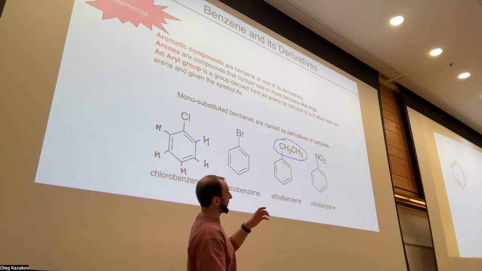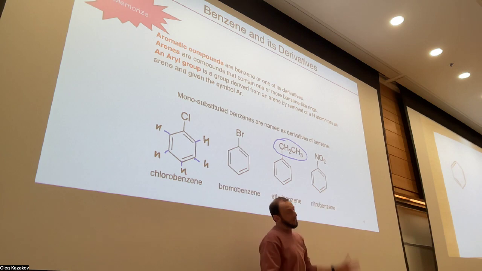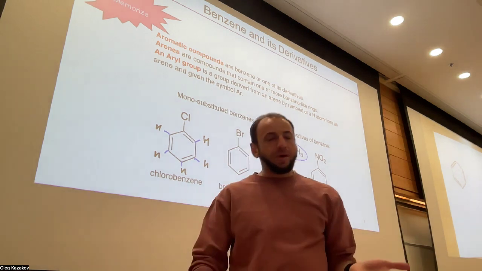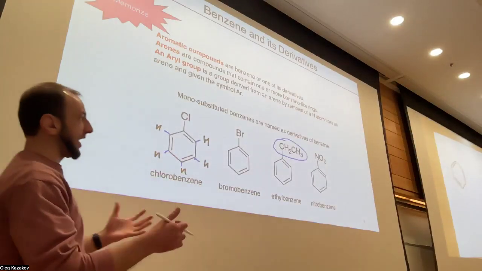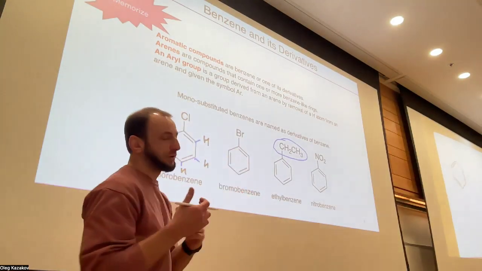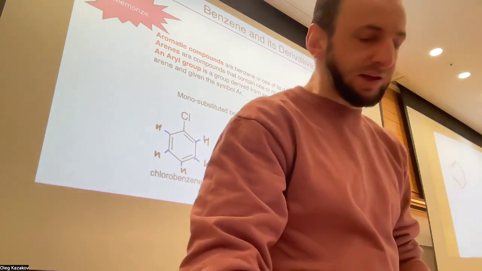Then you have NO2. That's another functional group to remember. So nitrobenzene can be made if you remove one of the hydrogens in benzene and switch it to NO2. You will get nitrobenzene.